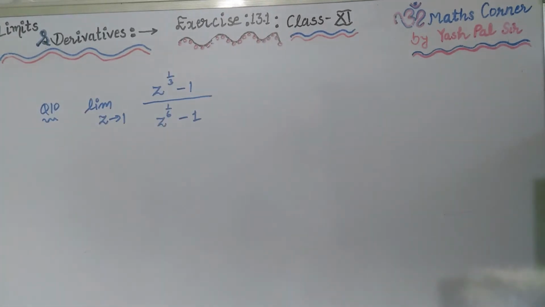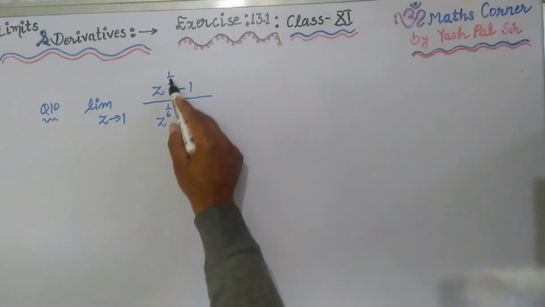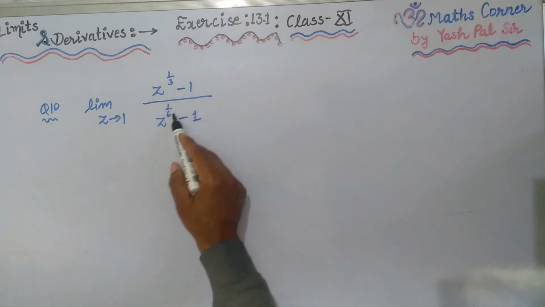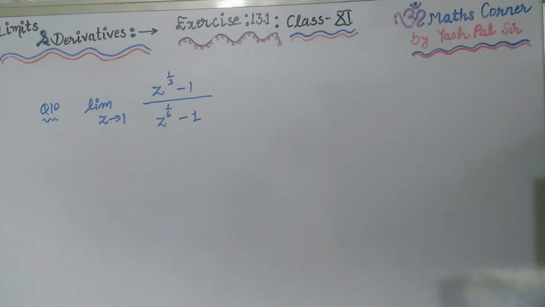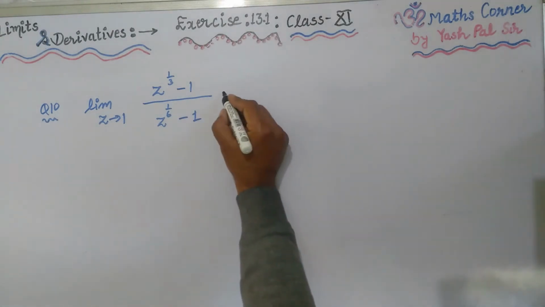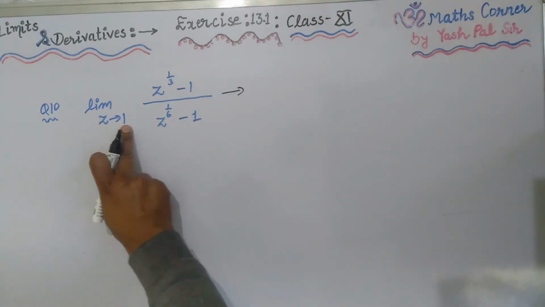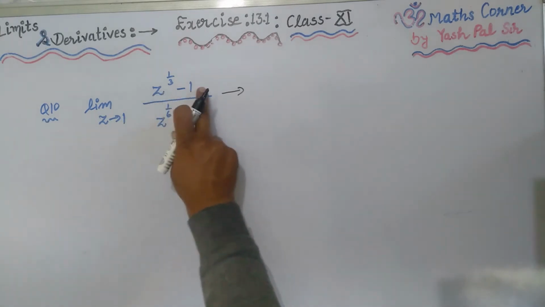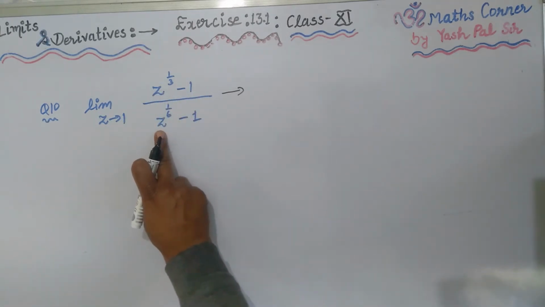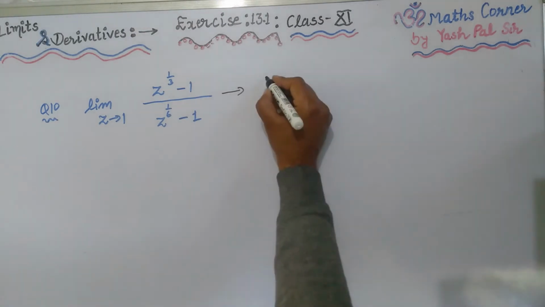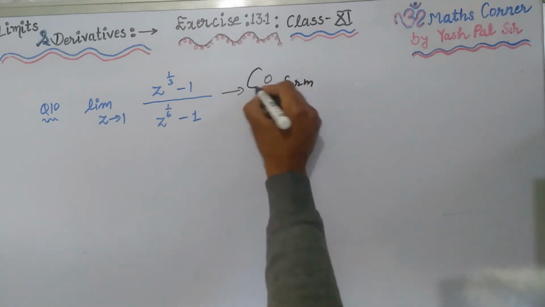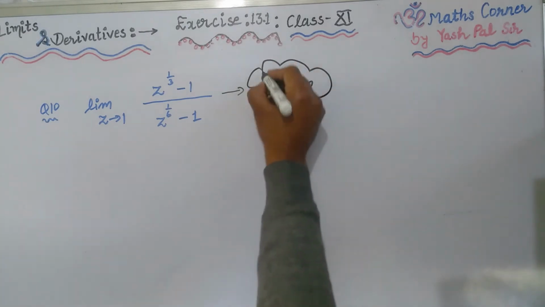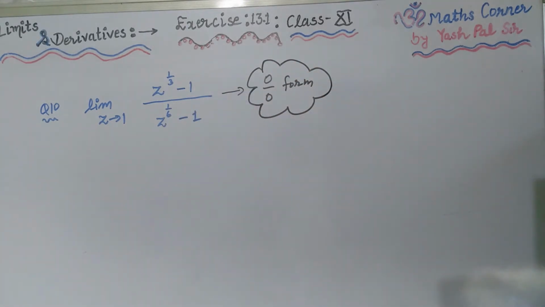Okay, so next question. The statement is question number 10. Evaluate the limit z approaches to 1, z raised to power 1 upon 3 minus 1 whole divided by z raised to power 1 upon 6 minus 1. Okay, on direct substitution what happens, let us see. Directly we put z is equal to 1, then 1 minus 1 is 0. In the denominator also 1 minus 1 is 0. So we have 0 upon 0 form. What is the meaning of this? The meaning of this is direct substitution is not allowed.